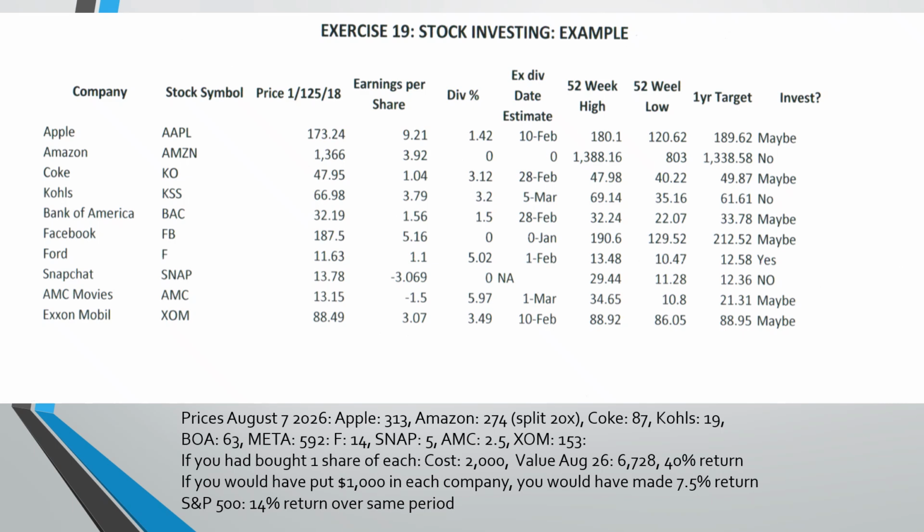Now it's interesting. So I did this 8.5 years ago. So I put the prices here in the bottom. I went back and I looked at what they were on August 7th of 2026. And you can see some of them did extremely well. Okay, Apple doubled. Amazon actually did a 20-for-1 split, and based on that, it's up like 5 times, 4 times. Coke did well.